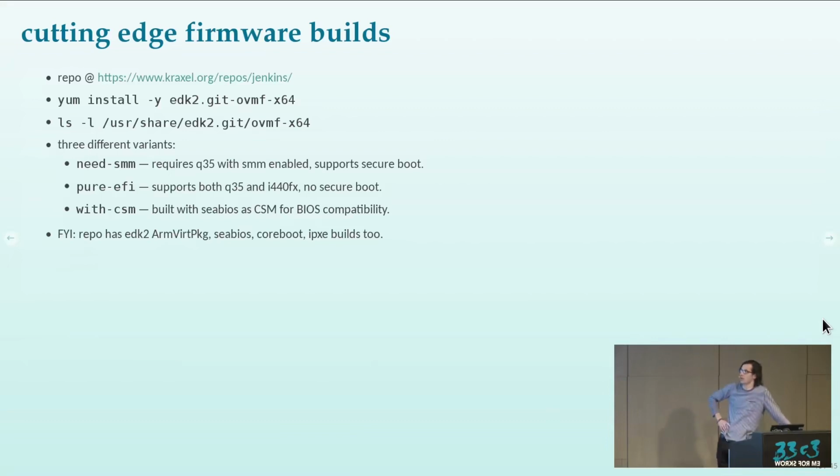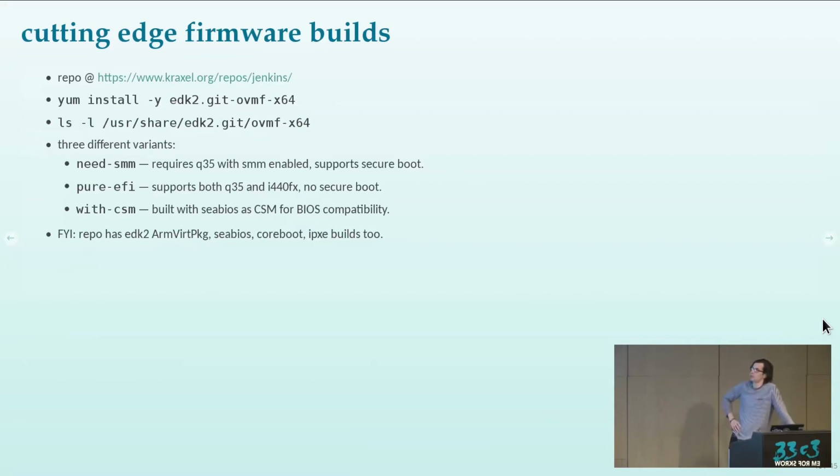There are 3 different variants. The one named Needs SMM is the one with system management support. System management support is a compile time option, so that binary doesn't work without system management support. And it also requires Q35 because the older chipset just doesn't have a big enough TSEG.